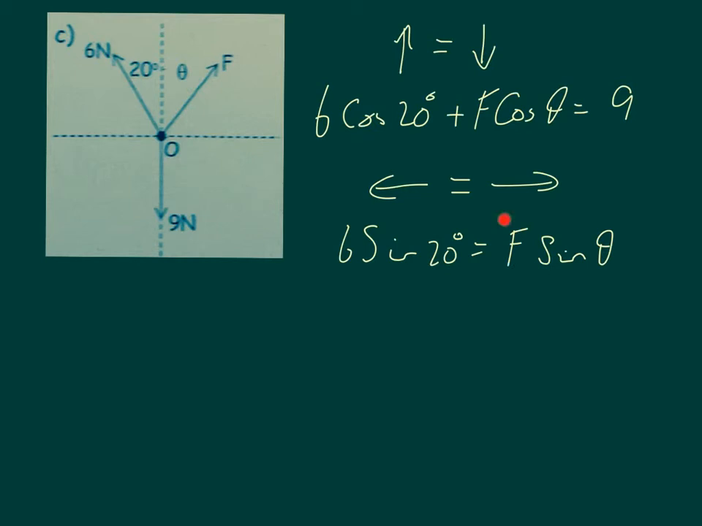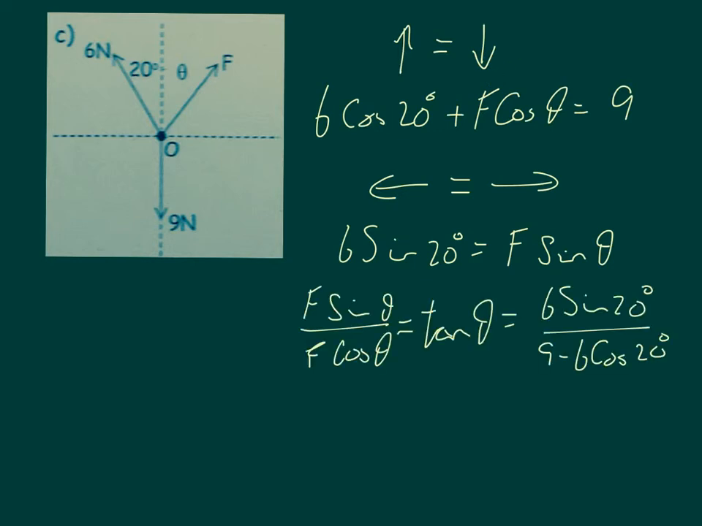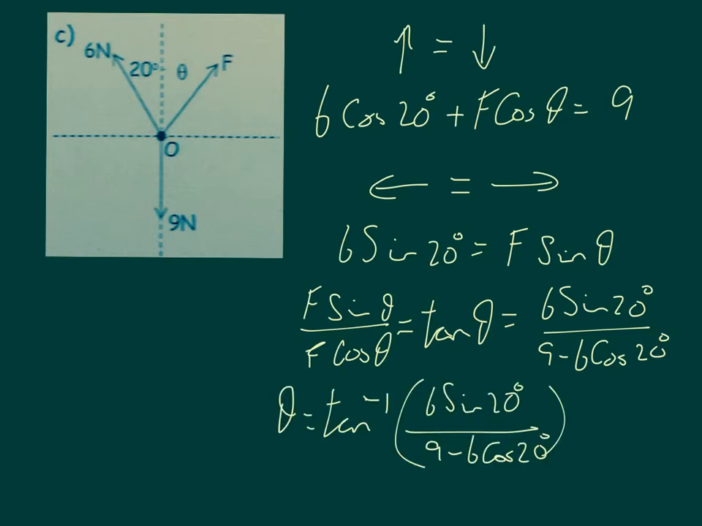And then we do the same old trick where we take the F sine theta divided by F cos theta. And so F sine theta is equal to 6 sine 20, so that goes on the top line. F cos theta, here it is, it's going to be equal to 9 minus 6 cos 20. So we get this expression here for the tan of theta. The F's cancel and sine over cos gives us tan. So theta is going to be tan to the minus 1 then of 6 sine 20 degrees over 9 minus 6 cos 20 degrees. And that gives us 31.4 degrees.